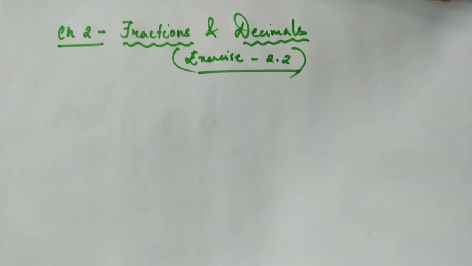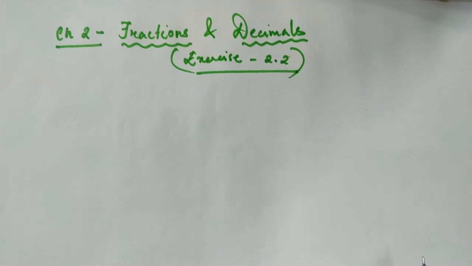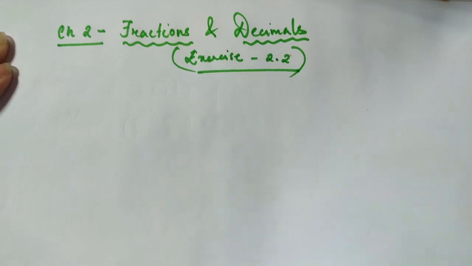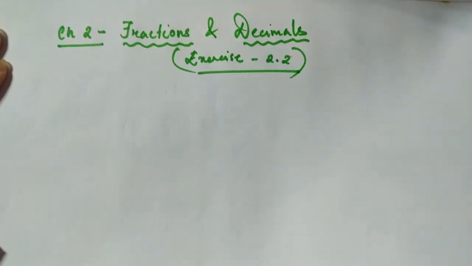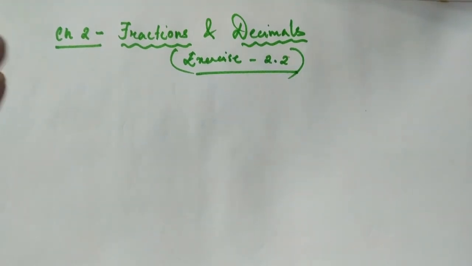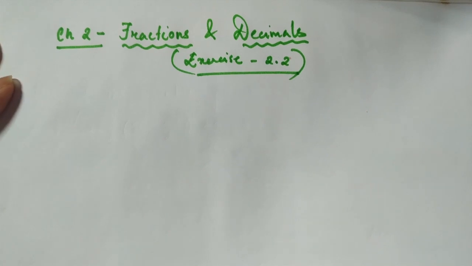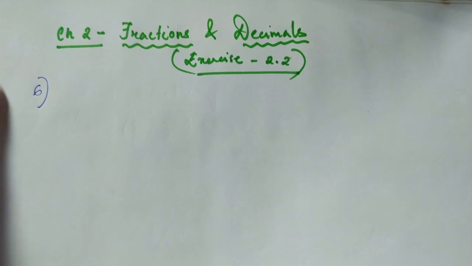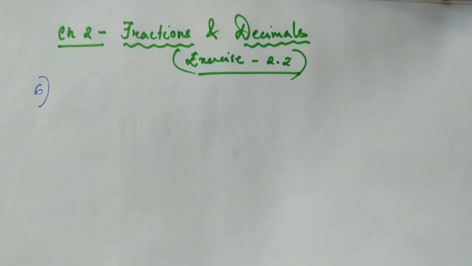Hello students, today we will be starting with the remaining questions of exercise 2.2 of our chapter, Fractions and Decimals. In the last video we completed till question number 5 of exercise 2.2. So today we will be starting from question number 6. Let us see what is given in question number 6.